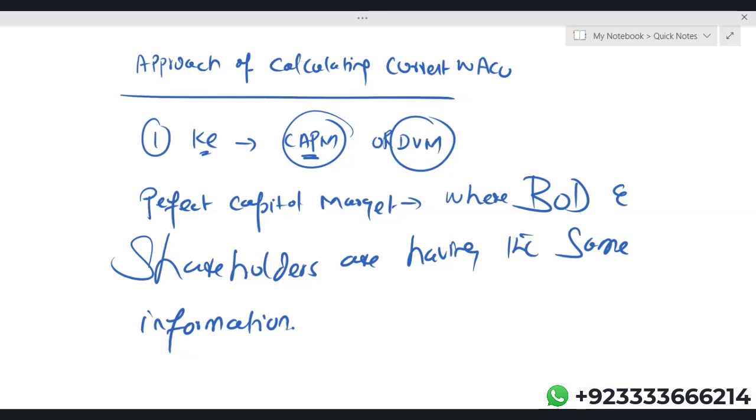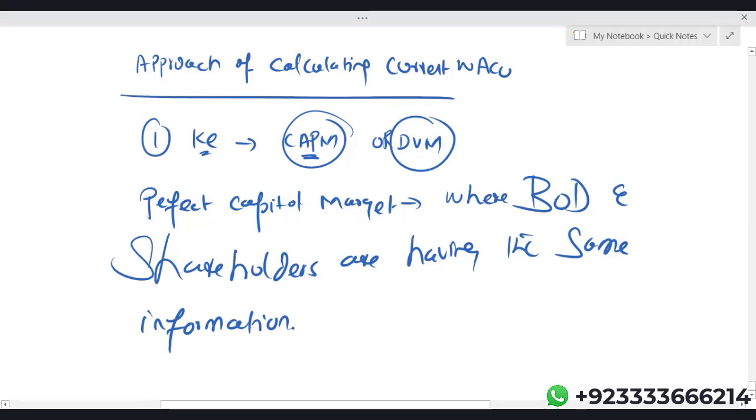So there is only one situation in which CAPM and DVM both will give you the same KE, that is in case of a perfect capital market. And what do you mean by perfect capital market? It means where BOD and shareholders have the same information. Since this market does not exist, both will not give you the same result. And which one is better? CAPM is better than DVM. So, depending on the information, by using CAPM or DVM, you will calculate KE.